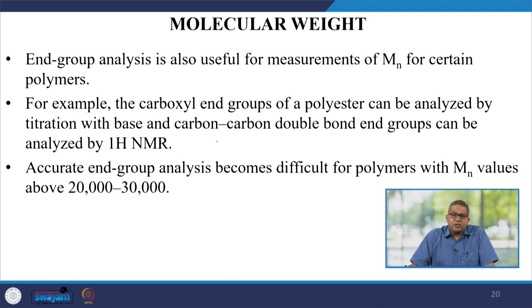End group analysis is also a very useful measurement for determining the number average molecular weight for a very limited number of polymers. For example, the carboxylic end group of polyesters can be analyzed by the titration method, and carbon-carbon double bond end groups can be analyzed by NMR.